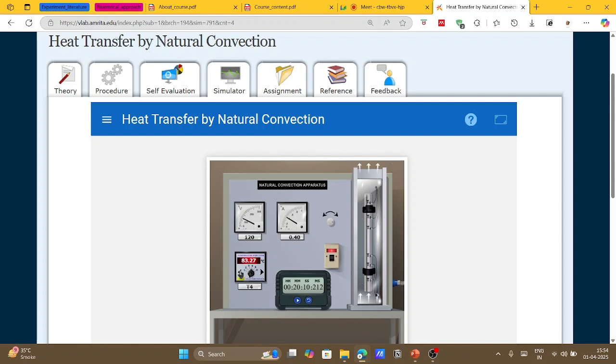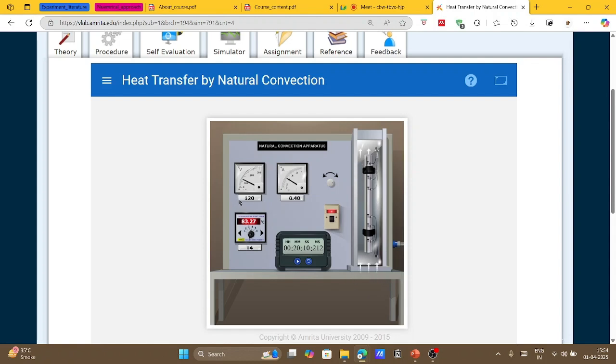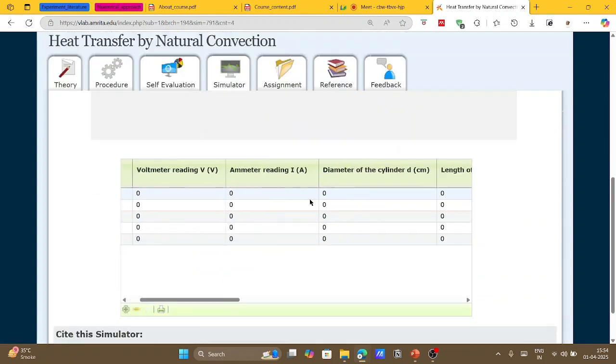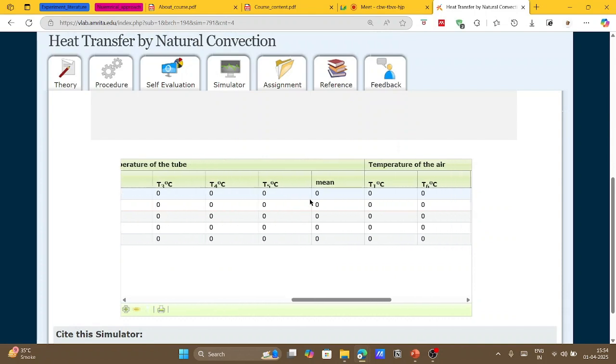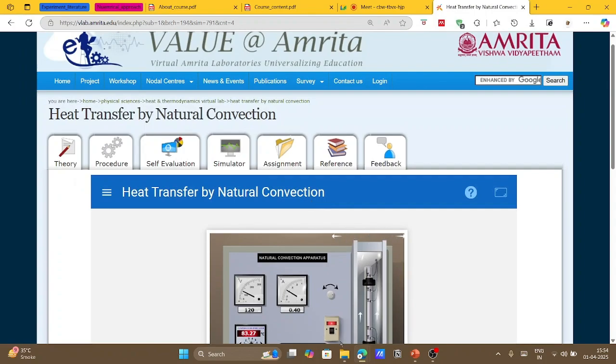Then we can say, okay, steady state is attained. Here, after 20 minutes, you can see these temperatures are not varying. They will vary, but only in the decimals. Okay, so then you can say steady state is now attained. Now I can take the temperature readings, right? You take the corresponding temperature readings, you note down the voltmeter and ammeter readings, right? And then put them in your table and compute the heat transfer coefficient and the corresponding Nusselt number.